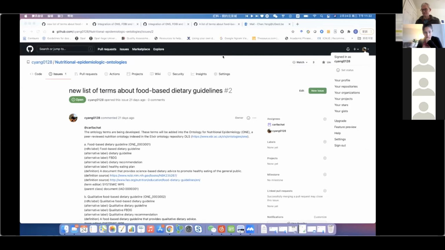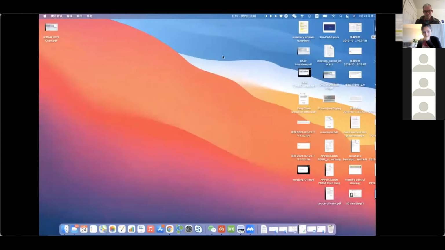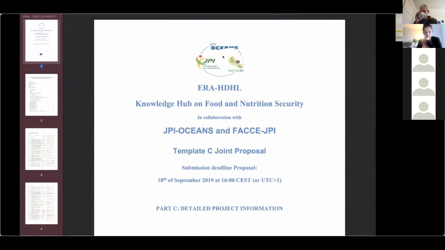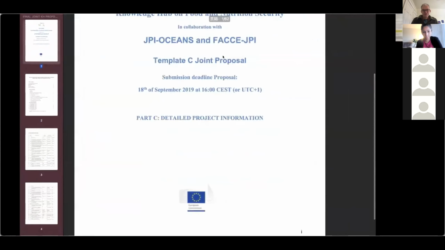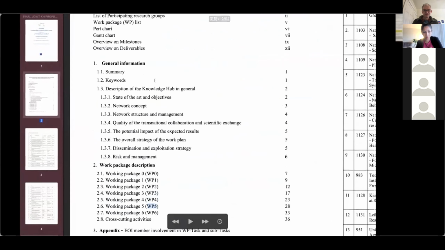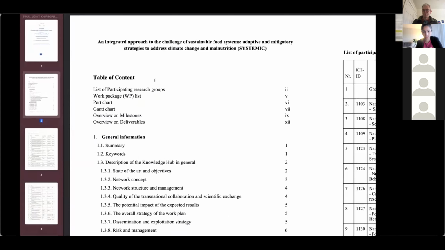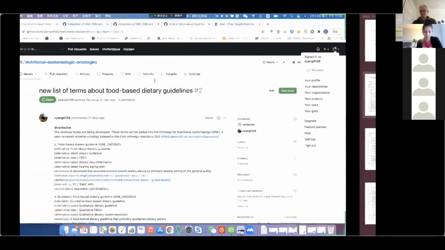So I would like to firstly introduce the project that I'm currently joining. It's a European level project, and the name of the project is an integrated approach to the challenge of sustainable food system, adaptive and mitigatory strategies to address climate change and malnutrition, a systematic project. So this is a European level project, and there are about 50 different universities and research organizations there to do the same project.